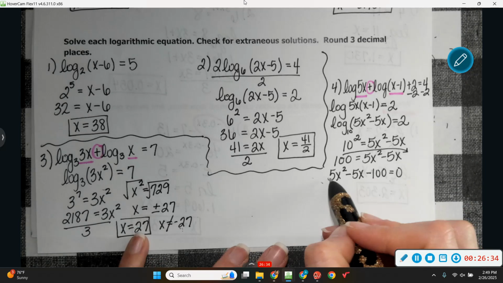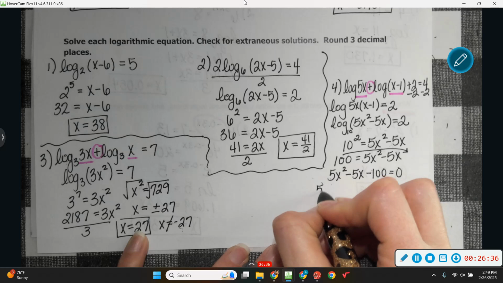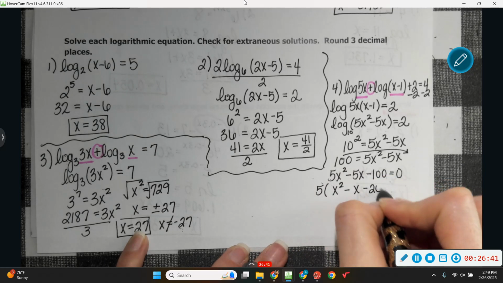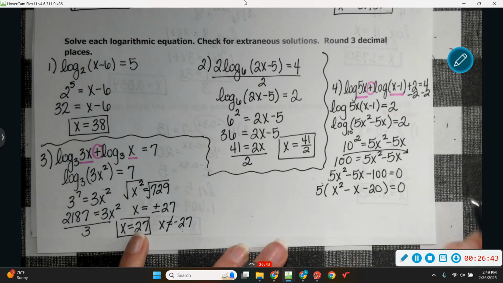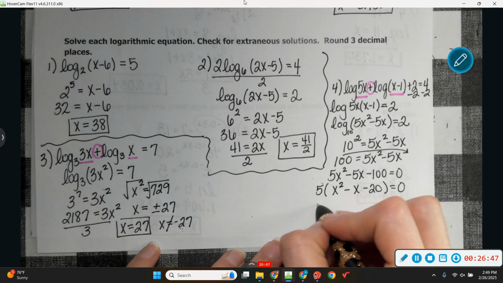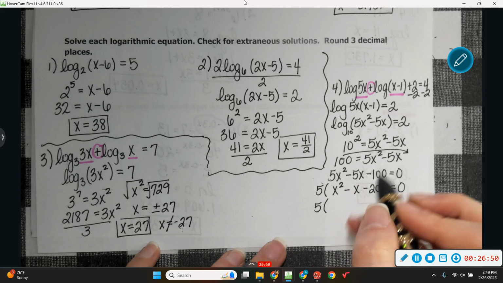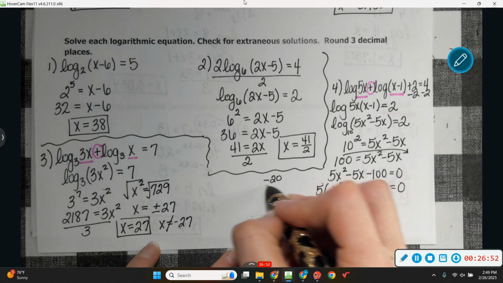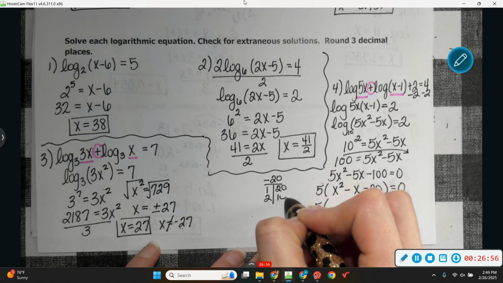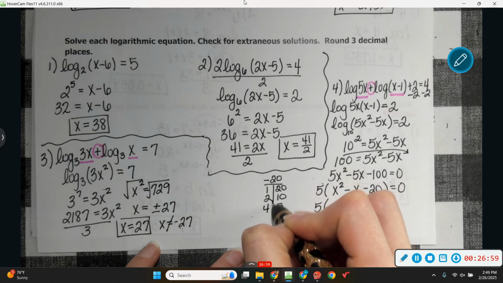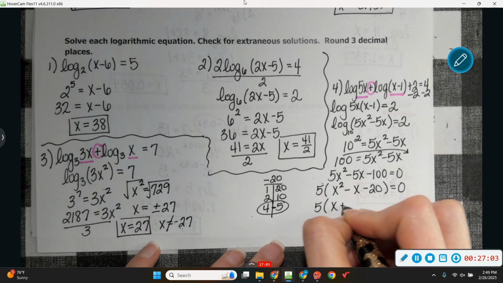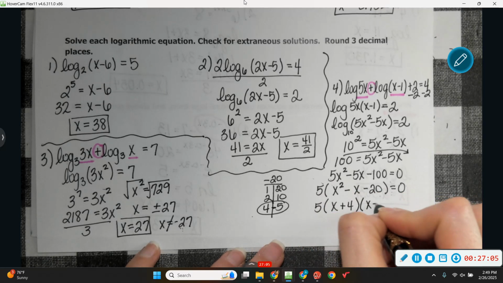Okay, if you notice you have a 5, 5, and a negative 100, I can take a 5 out as a GCF, and that leaves me with x squared minus x minus 20 equal to 0. I want factors of a negative 20 to give me a negative 1. So factors of negative 20, you have 1 and 20, 2 and 10, 4 and 5. So 4 and a negative 5 will give me the negative 1 that I want.